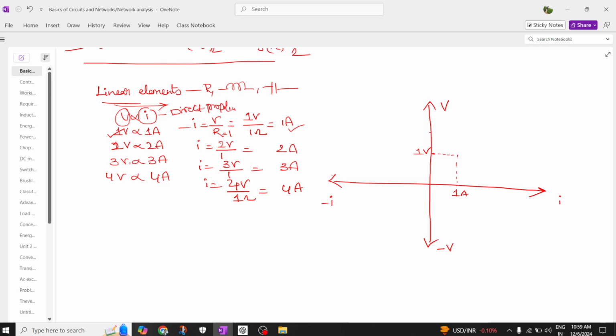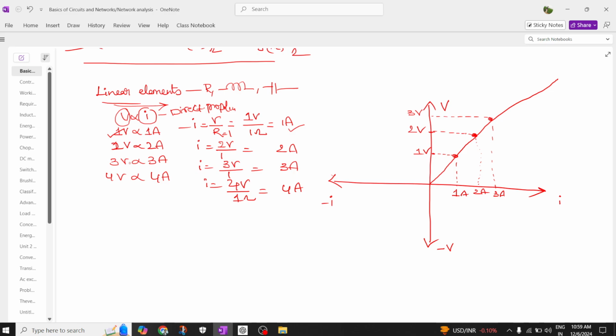How much voltage are you applying in the second step? 2 volts you applied, so automatically it develops a current of 2 amperes. This is the next intercepting point. Next you are applying a voltage of 3 volts across the element. It is developing a current of 3 amperes. Here you are going to get 3 intercepting points. This is intercepting point 1, this is another intercepting point. So from the origin, if you join all these points, you are going to get a straight line.